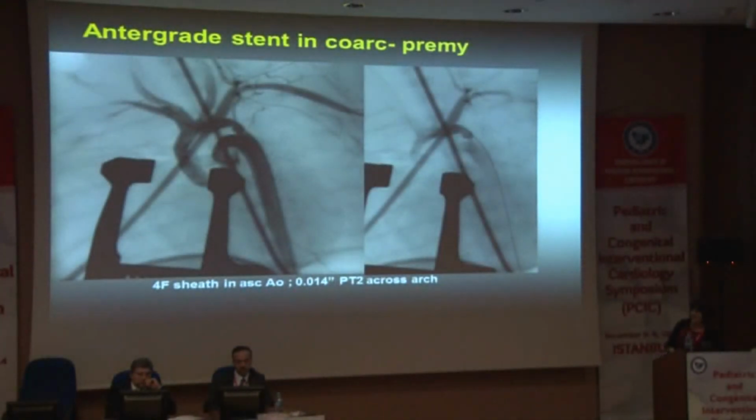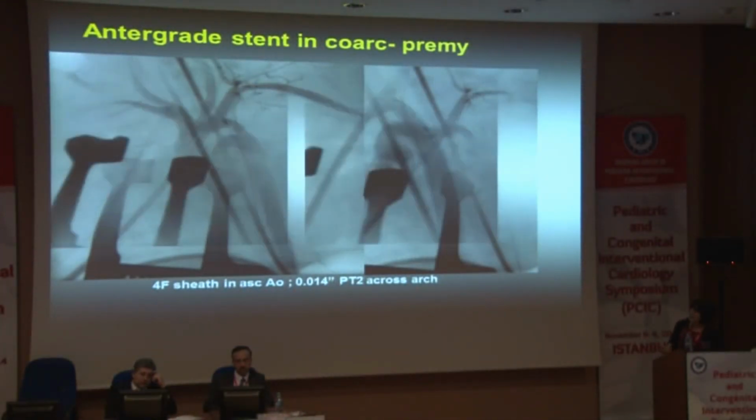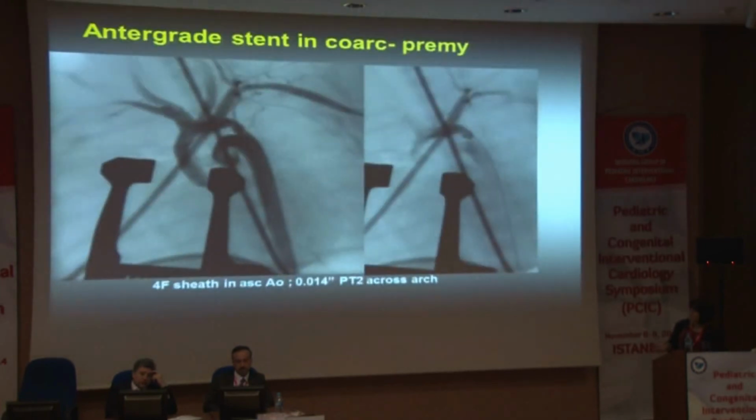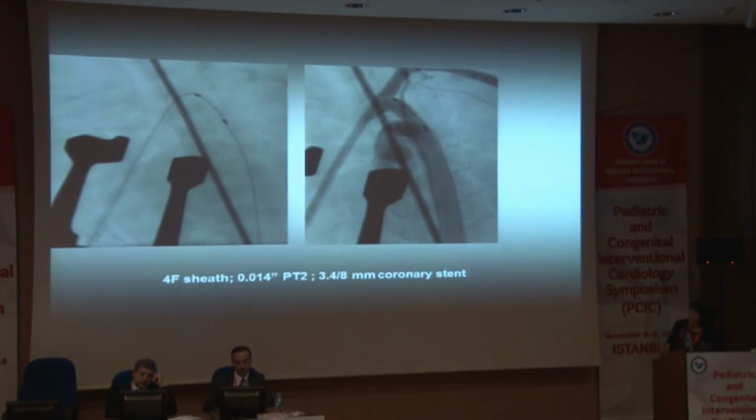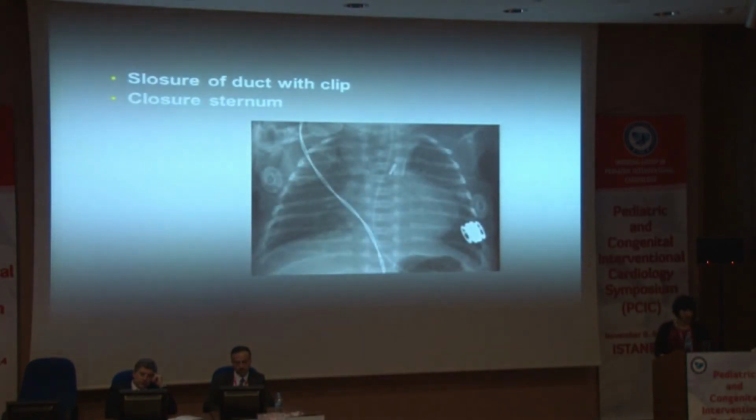So here you can see on the left side, your slightly hypoplastic arch, coarctation, and a very, very large duct. So what was done, the stent was implanted, opened up with nice flow, and a surgical ligation, closure of the duct was done, the sternum was closed, and the patient did very well.